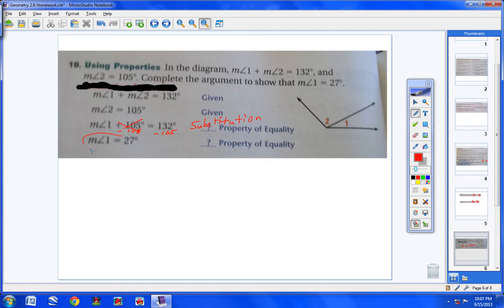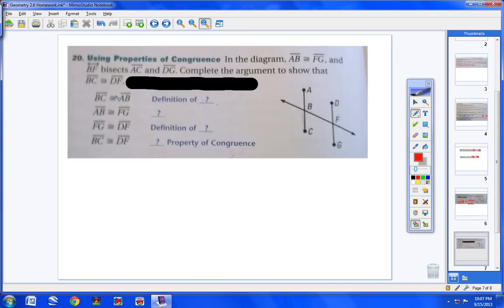That's where we got this right here. We subtracted 105 from both sides. So we call that the what property? We call that the subtraction property of equality. Let's take a look at number 20.